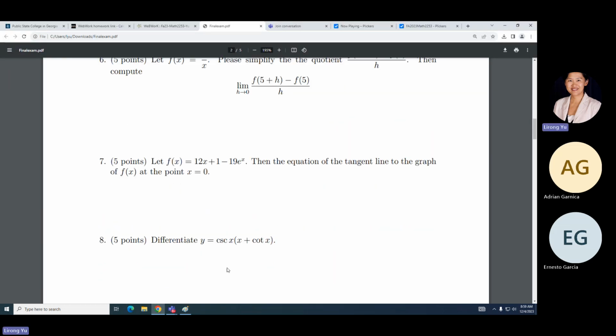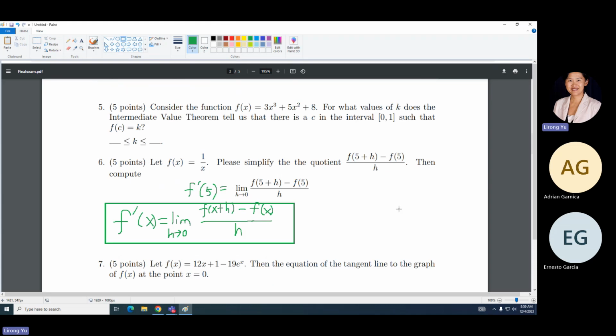Number 7 is to write the equation of the tangent line. We might have this already on your formula sheet from chapter 1. It's the equation of a line. So the equation of the line is y equals the derivative value at the point of tangency c, times x minus c, plus f of c.